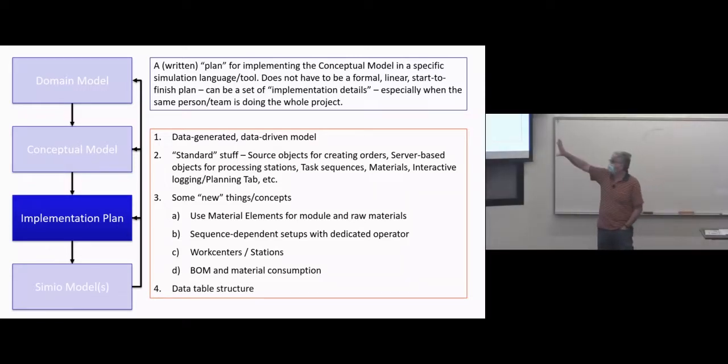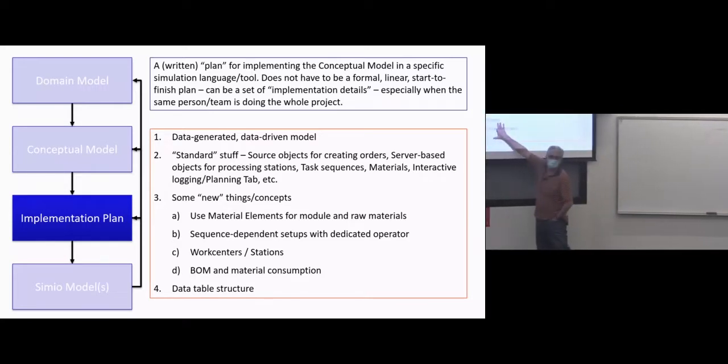Okay, and so at this point, again, we're all on paper. The only thing we've opened Simio for is to look at that symbit or look at the help and get an idea of how sequence-dependent setups work. But we're still on paper. So what I want to focus on, these 3 things.